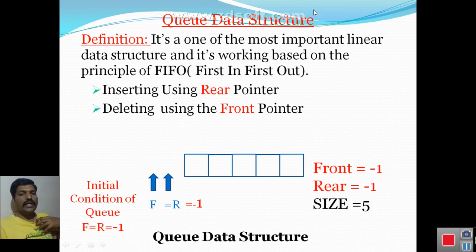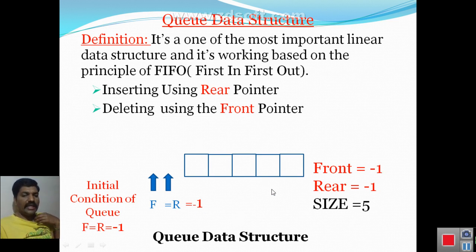The same thing happens in the queue data structure. If you enter the first element, that element should be deleted first. If you enter the second element, that element should be deleted in the second position. That is called the principle of first in, first out. If you want to insert an element, we use the rear pointer. If you want to delete an element, we use the front pointer.